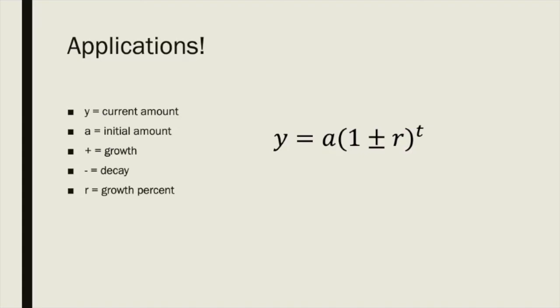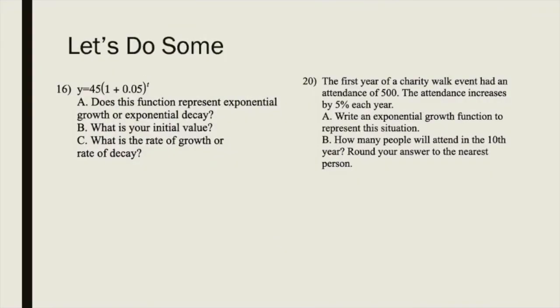R is your percent growth. You're going to put it as a decimal. So if it's 7%, you are going to put in 0.07. You will always put in the decimal value for that rate. T is time. That's the last thing. All right, let's do some problems together.